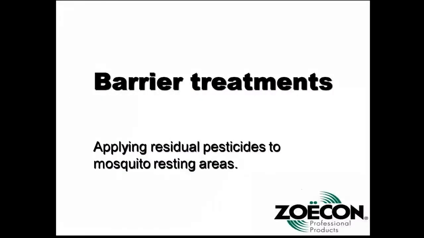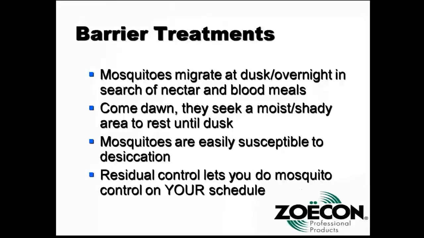So, barrier treatments. And this is really the bright spot for PCOs doing mosquito control. You can do it on your schedule, and you're applying a residual pesticide to resting areas. So, how do they work? Mosquitoes will migrate out of breeding sites dusk or overnight, looking for nectar and blood. And come daytime, they need to find a place to rest until the next evening.